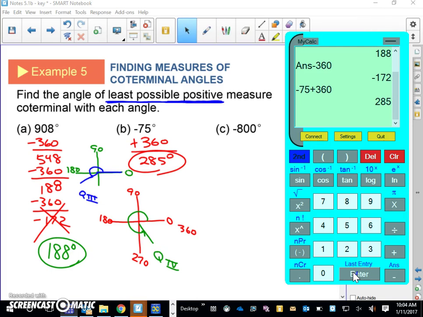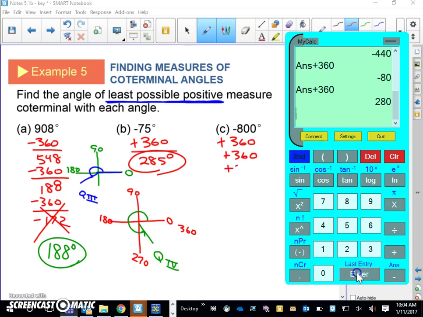Okay, so negative 800. Looks like we're going to need to add 360 a couple of times. Let's do it one more time. 280. Looks like we added 360 on there 3 times. I got 280 degrees. That is the least possible positive measure that is coterminal with negative 800 degrees. They're in the same spot.